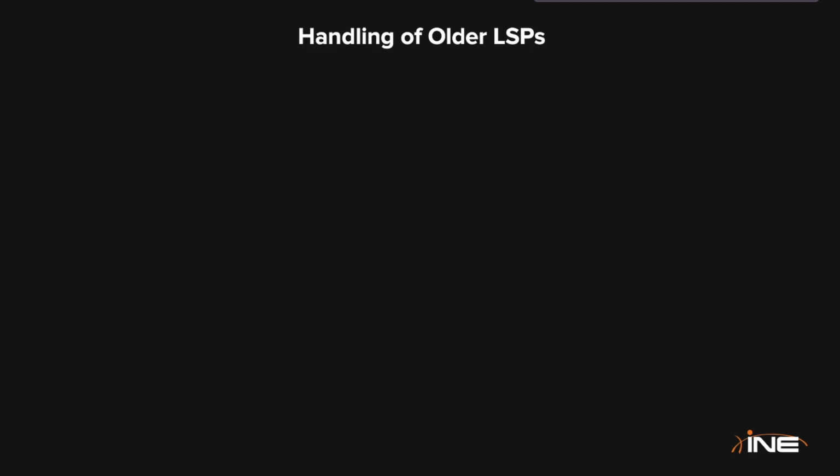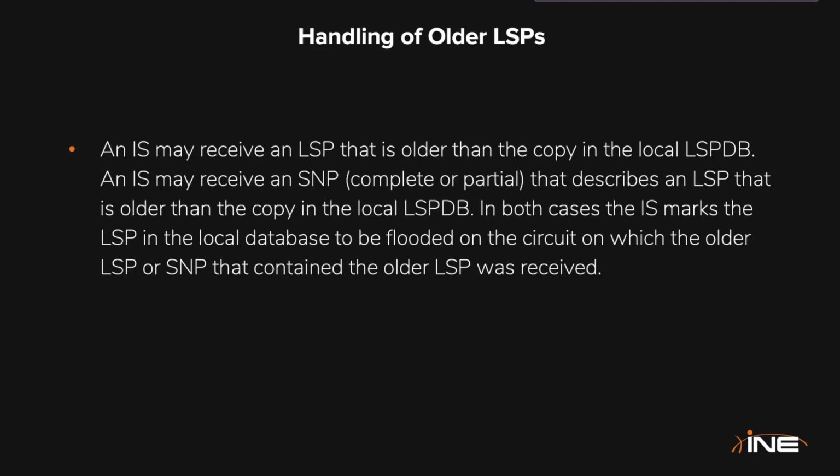What about handling of older LSPs? A router may receive an LSP that is older than the copy in its local database. In that case, I, who have the newer information, would send you the new LSP telling you that, hey, you have the old LSP, here is the new information. So if router A sends an old LSP to router B, router B would mark that and flood the new one back to router A saying that you have an old LSP, here is the new information.